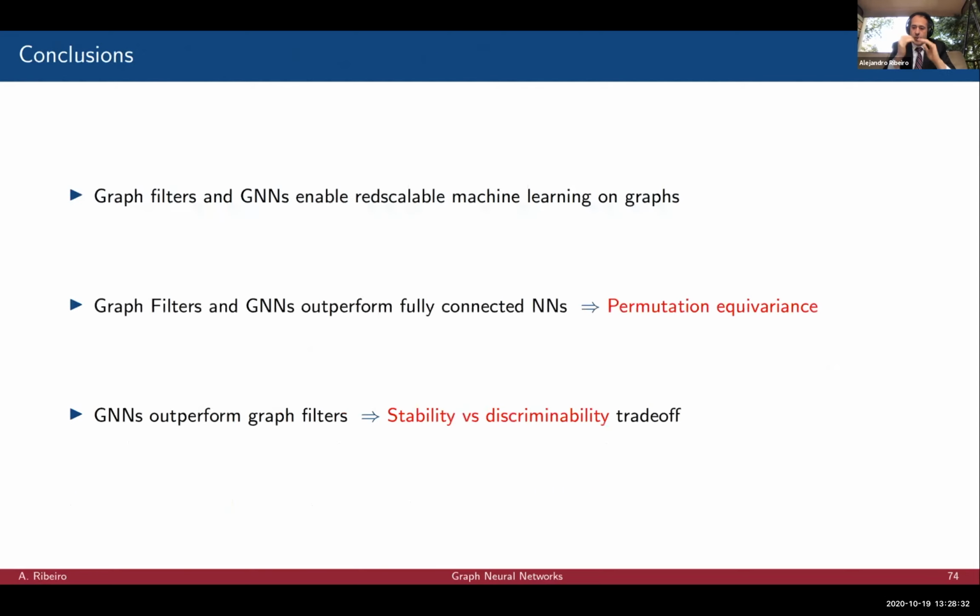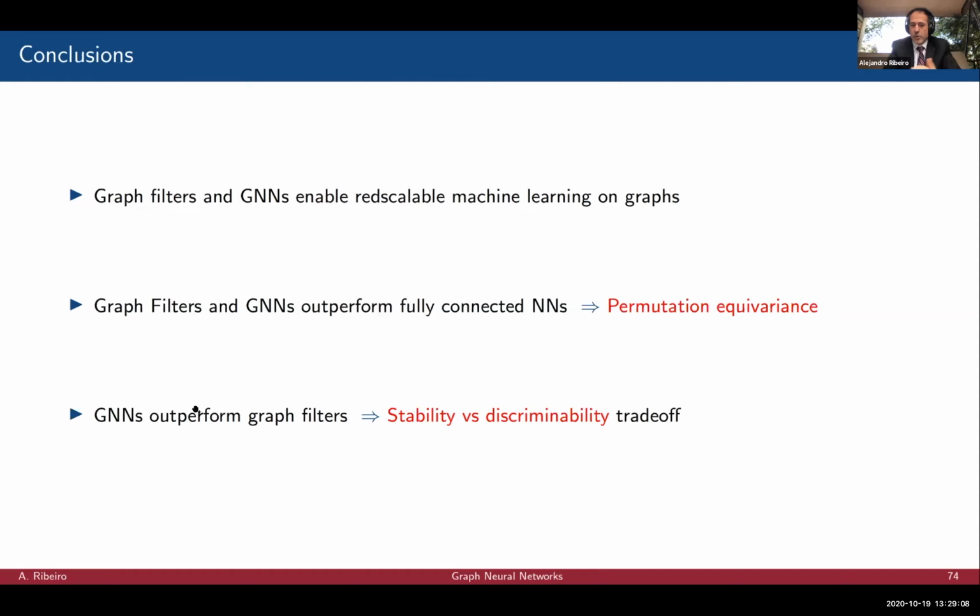I think I have 4 minutes left, so let me just close with a couple comments here. So graph filters and GNNs enable scalable machine learning on graphs. Graph filters and GNNs outperform fully connected neural networks, and that's, I think, largely explained by their permutation equivariance, which allows the exploitation of internal symmetries. And GNNs outperform graph filters, and I think that this is largely explained by a better stability versus discriminability trade-off.